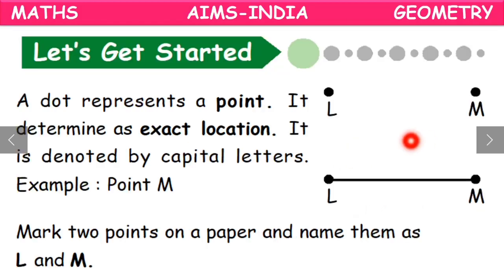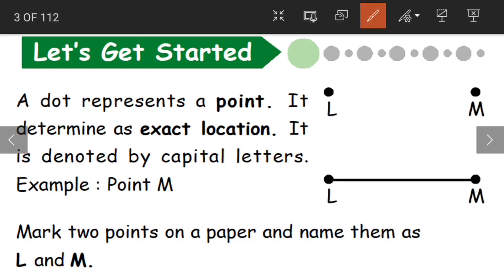Now coming to the chapter, a dot represents a point. So the first topic that we are going to learn here is point. What is a point? Any dot that we have placed. Yes, this is a dot, this is a dot, this is a dot. So all these dots, any dot that we place will represent a point. It is called a point. It determines an exact location. So what is this point here children? Point determines an exact location.